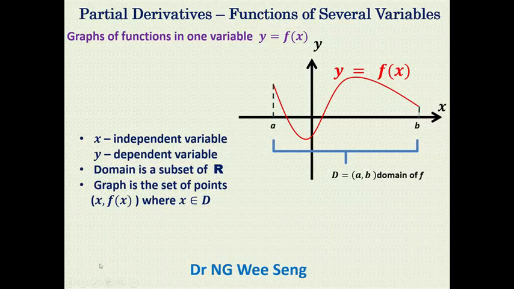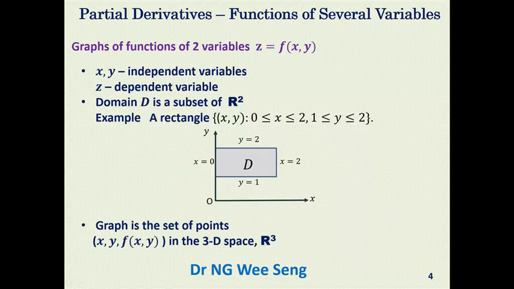That's because y depends on x through the function f. Every function has a domain. For this particular example, the domain is the set of x lying between a and b. And finally, the so-called graph of a function is the set of all the points of the form x, f of x.